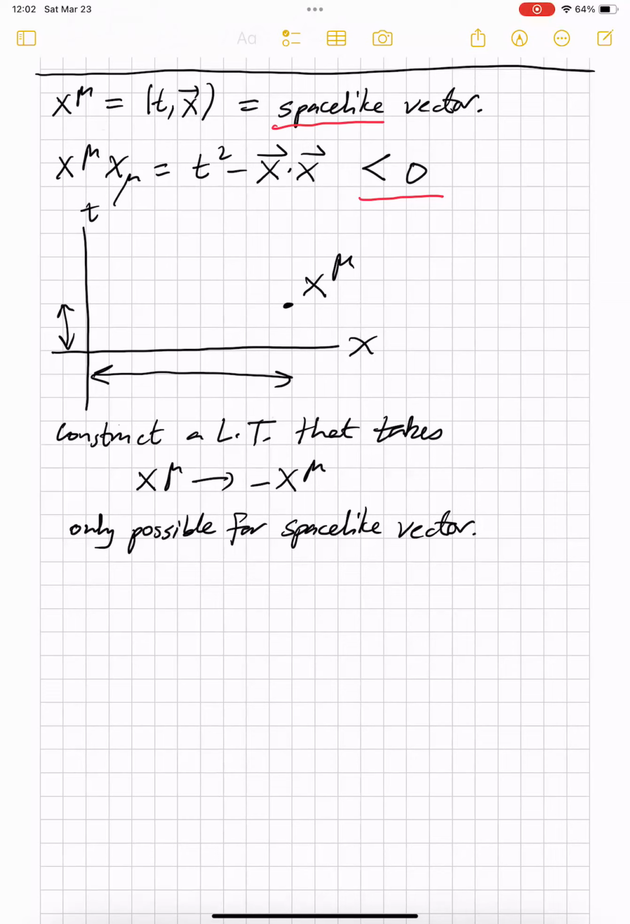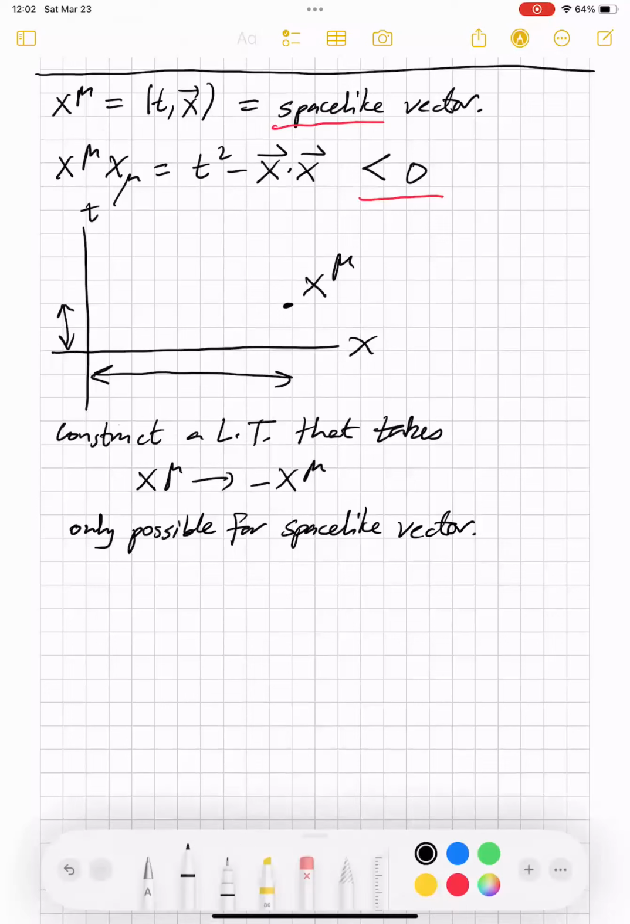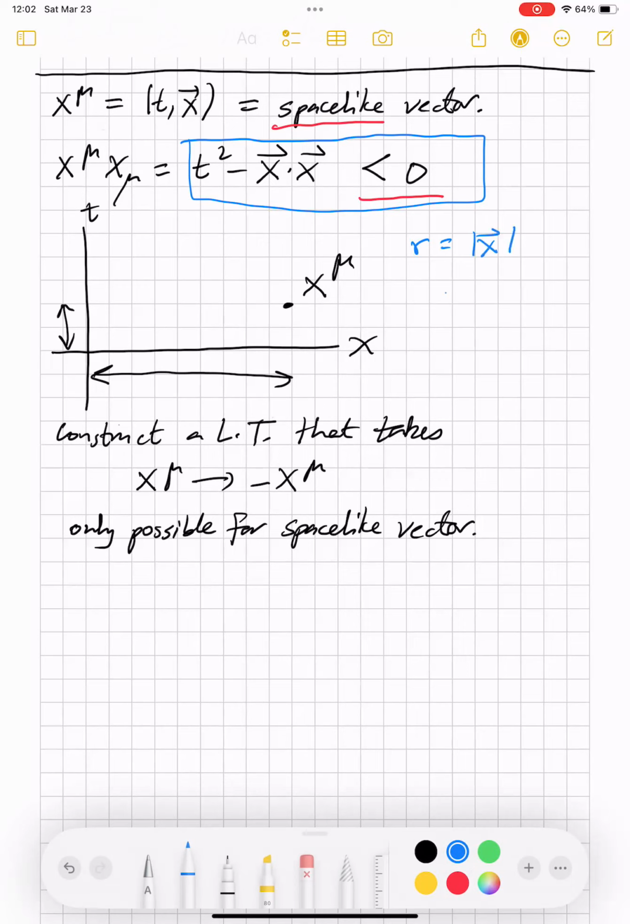Let me maybe just write one more thing. So this condition over here, the condition that this is negative, we can call R to be the mod of x, and then that's the condition that R is greater than T. Good. So I'm going to suggest to you how to find this Lorentz transformation.